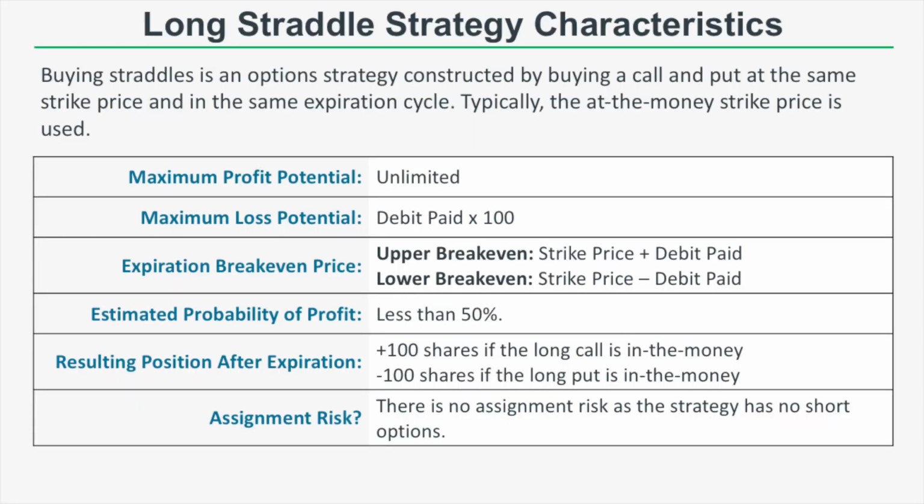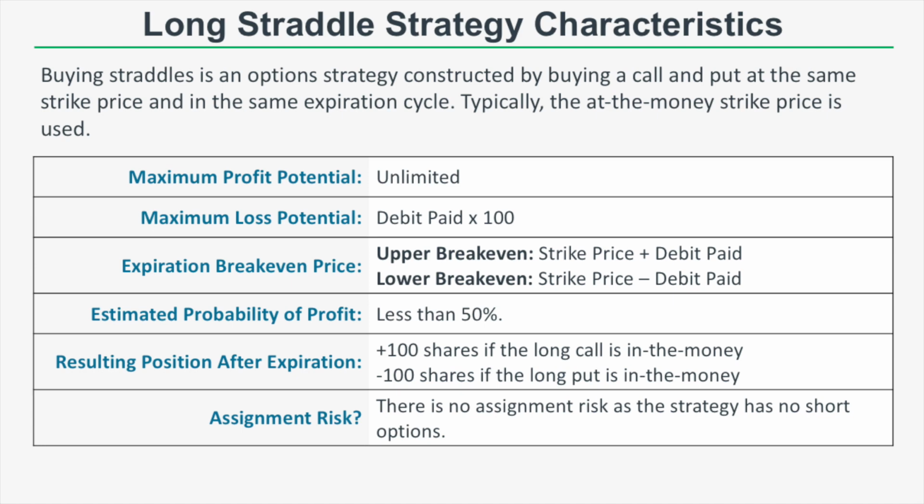Alright, so buying straddles, or sometimes referred to as a long straddle, is an option strategy constructed by buying a call and put option at the same strike price and in the same expiration cycle. Now most of the time the at the money strike price is used. Now the maximum profit potential of a long straddle is theoretically unlimited because you do own a call option and there's no limit to how high a stock price can rise.